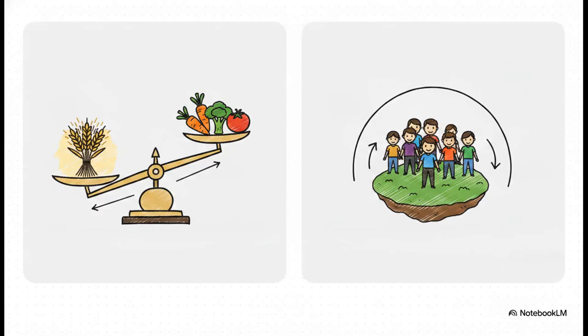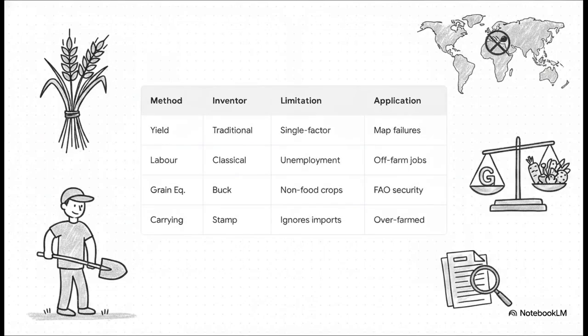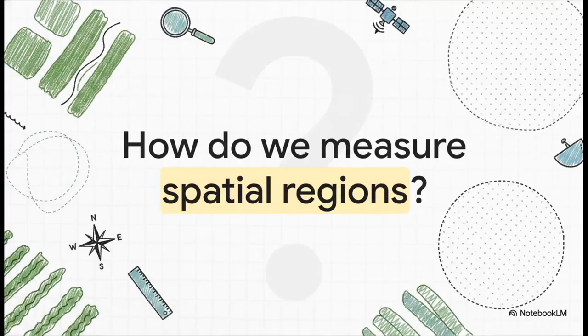Next up, Buck standardizes crops into grain equivalents, while Stamp's carrying capacity strictly measures human survival. Screenshot this matrix right now. Notice how the FAO specifically uses grain equivalents for food security. So those are the physical basics, but how do we measure productivity across massive geographical regions?